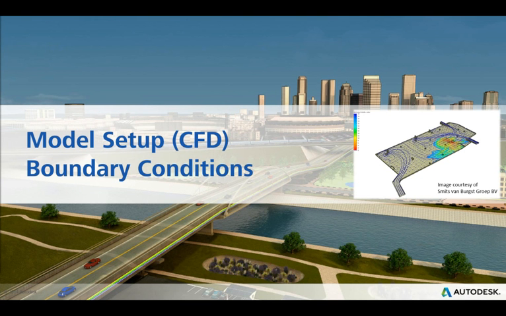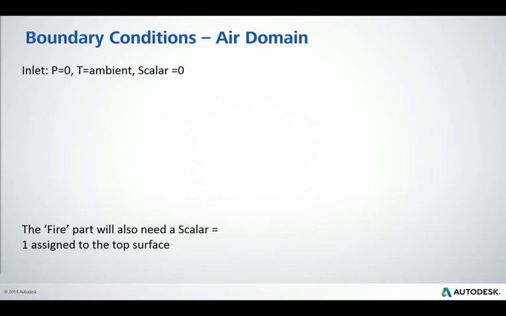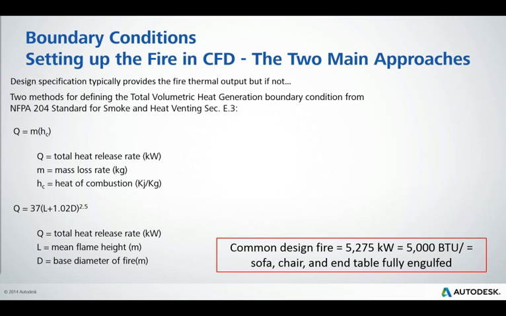Okay, so once we are ready, we would move across from CAD into CFD. Our boundary conditions for our air domain are pretty much as before. So we've got our P equals 0 on the inlet, the scalar 0 on the inlet, and our ambient temperature also on the inlet. And then our fire part will have a scalar 1 just sitting on the very top of it. So there's nothing too complicated with that kind of step in the setup.